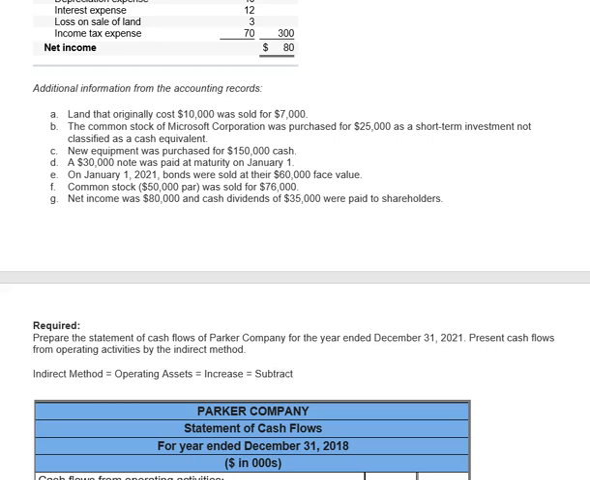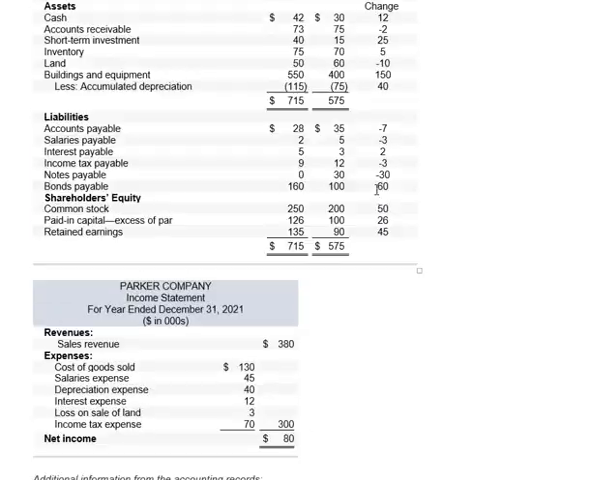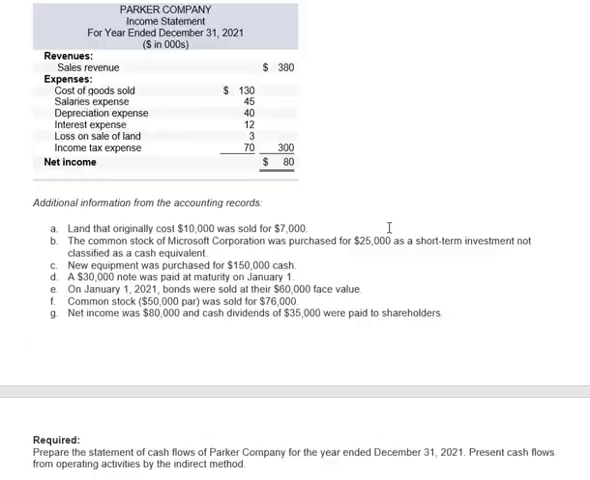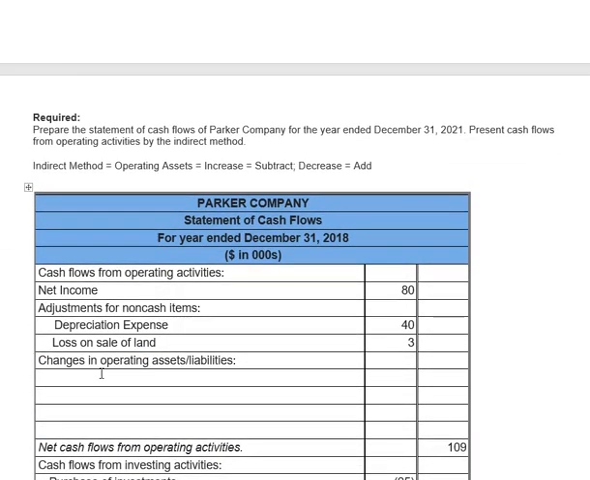Therefore, if they decrease, you would add. Okay, so what happened here? Well, operating decreased, so we need to add it. So we would go down here and we would say a decrease in accounts receivable. So we're going to add 2.